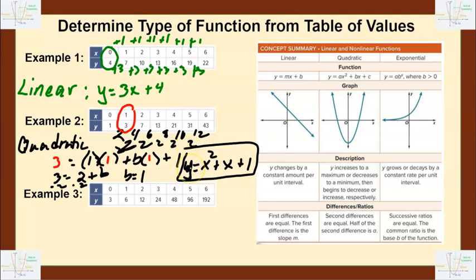And if I want to verify that, if I put a 2 in for x, 2 squared is 4, 4 plus 2 is 6, 6 plus 1 is 7. I have a point that's (2, 7).